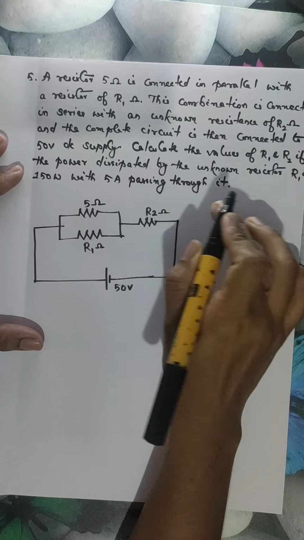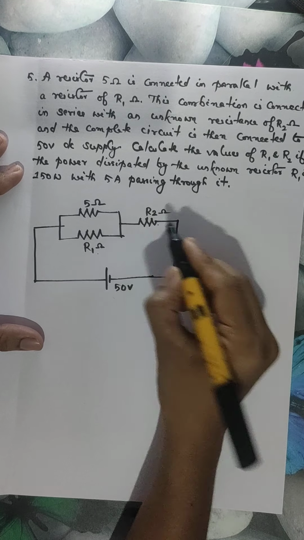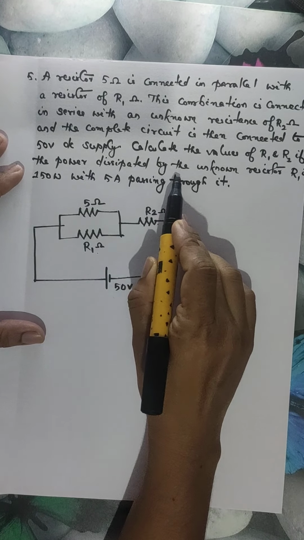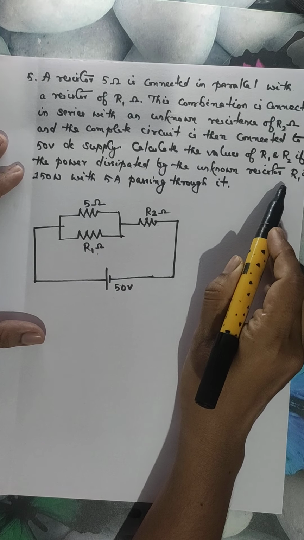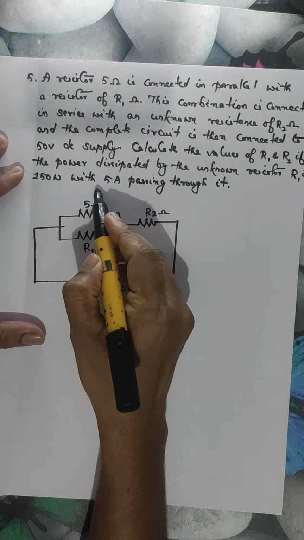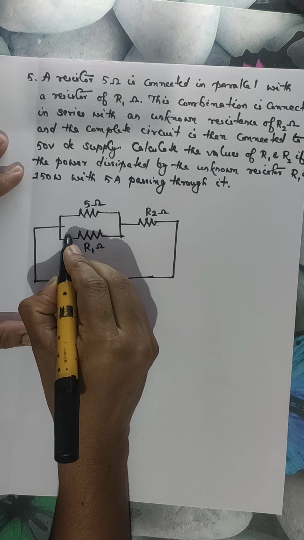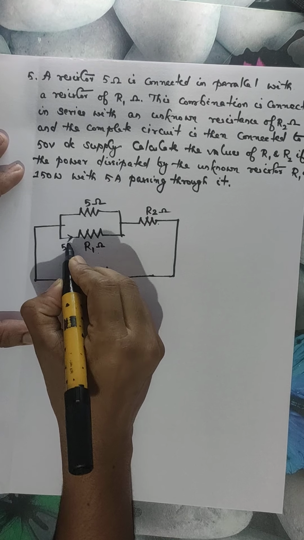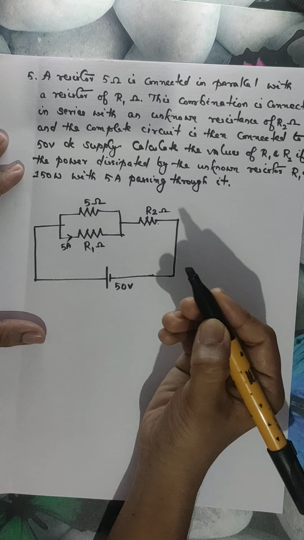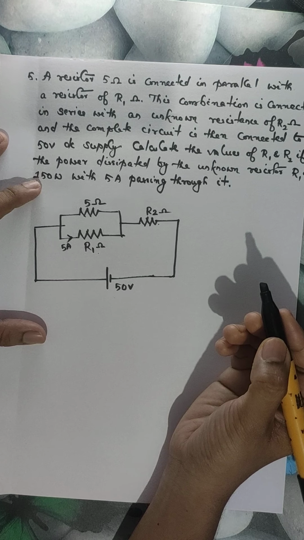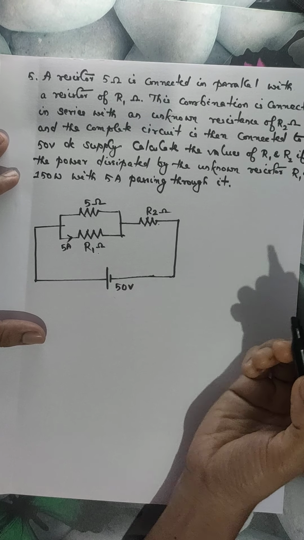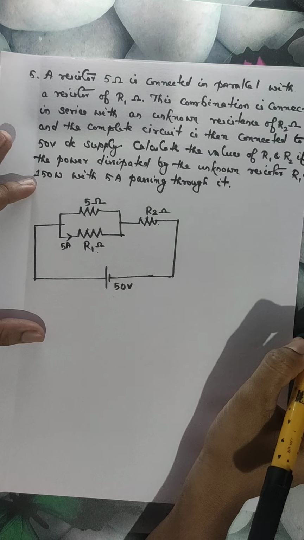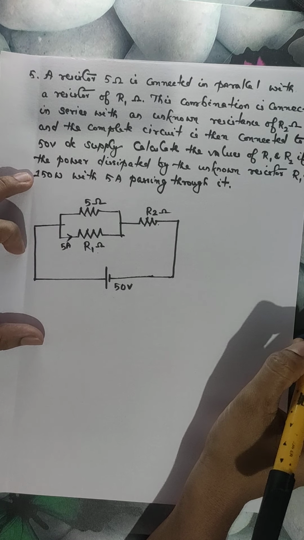So we have to calculate the values of the unknown resistors R1 and R2. And the hint given is that the power dissipated by the unknown resistor R1 is 150 watt when a current of 5 ampere is flowing through it. So that is the hint given. So let us start the solution from that hint itself.